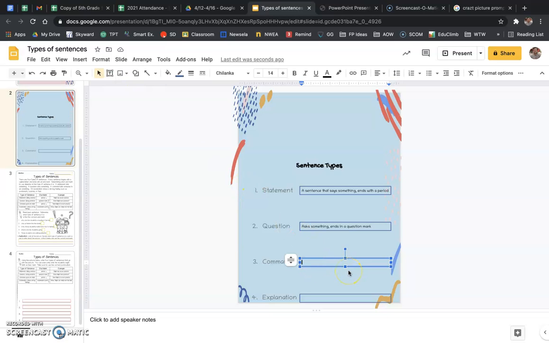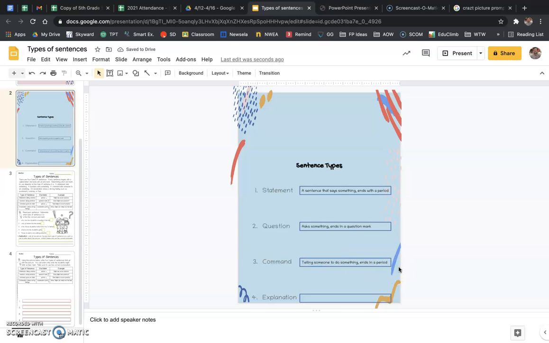A command is telling someone to do something. This also ends in a period. So far, 2 have them end in a period. So the statement and the command end in a period. A question, of course, ends in a question mark.